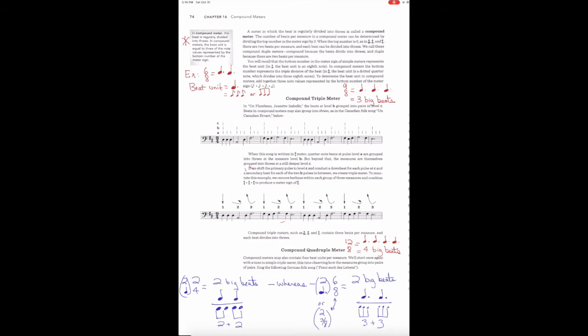Look at that little box on the top of 74 on the left. In compound meter, the beat is regularly divided into threes, which we just said. In compound meters, the beat unit is equal to 3 notes of the smaller note values represented by the bottom number of the meter sign. So if we have 6/8 time, that equals 2 dotted quarter notes. And the beat unit is the big dotted quarter note, but that is equivalent to 3 eighth notes. This is something you already know.